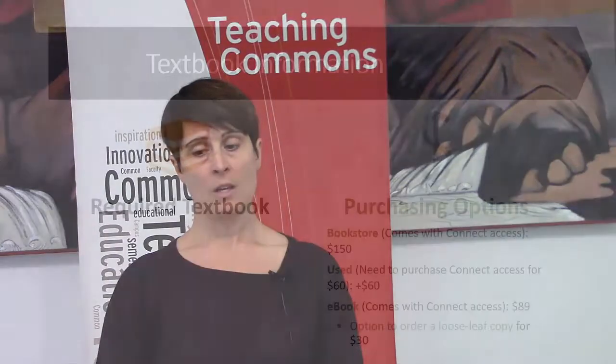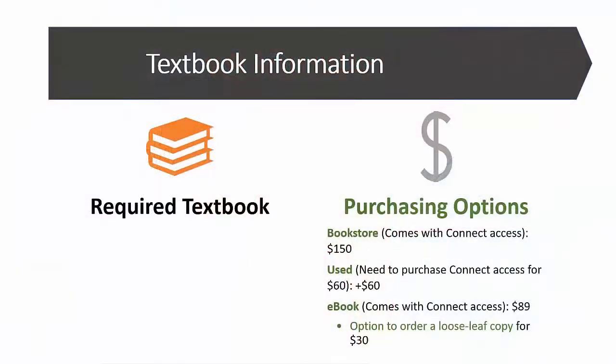The required textbook for this course is in the course outline. You have several purchasing options. You can buy a physical copy at the bookstore that comes with Connect access. You can buy it used, but then you still have to buy access to Connect. You can also buy an ebook that comes with Connect access.